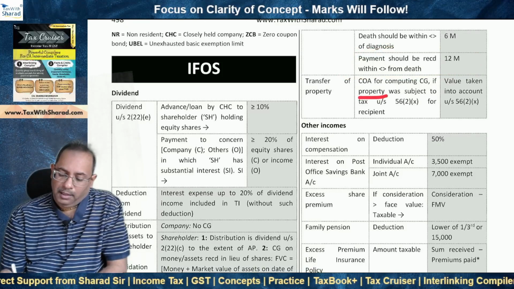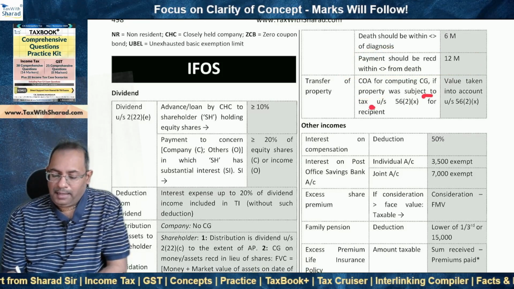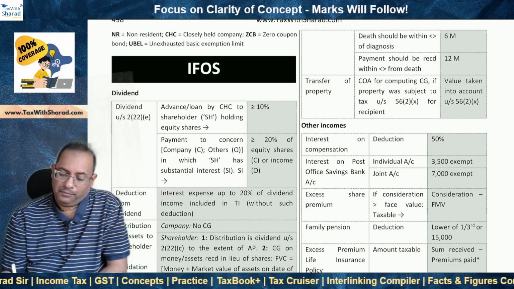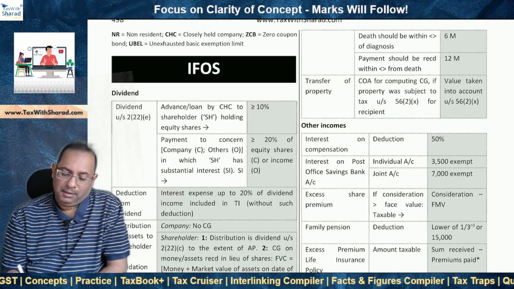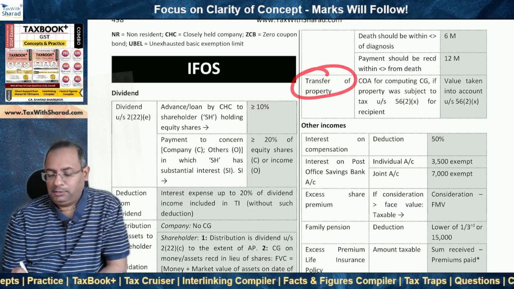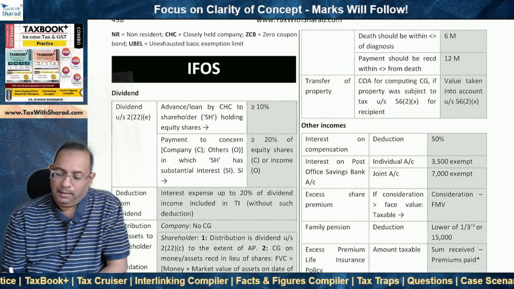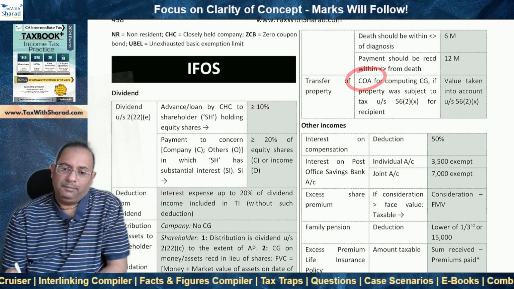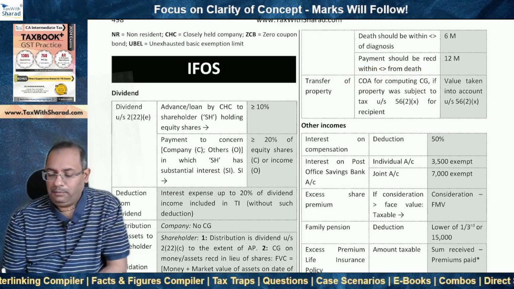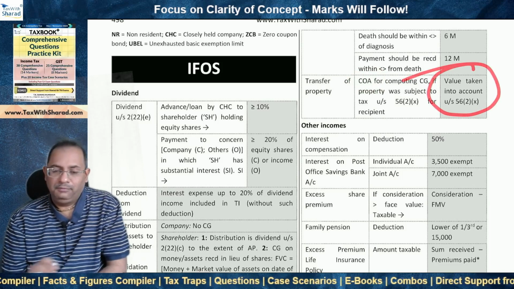Now, if the property was subject to tax under section 56(2)(x) gift, in the case of the recipient, and the recipient subsequently transfers such property and computes capital gain, then the cost of acquisition while computing such capital gain will be the value taken into account under section 56(2)(x).